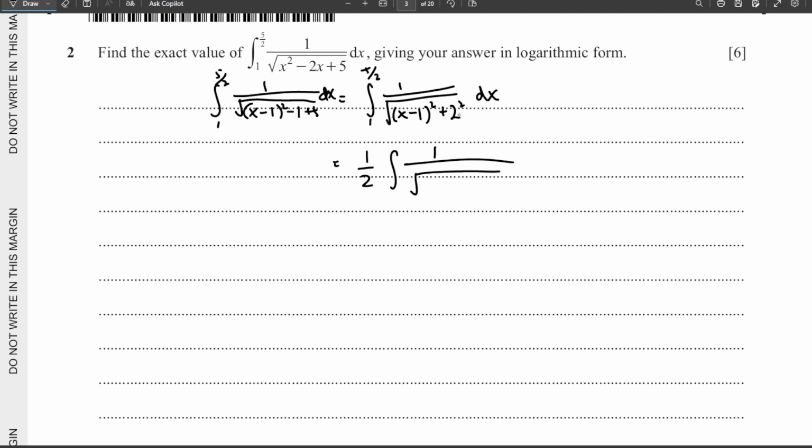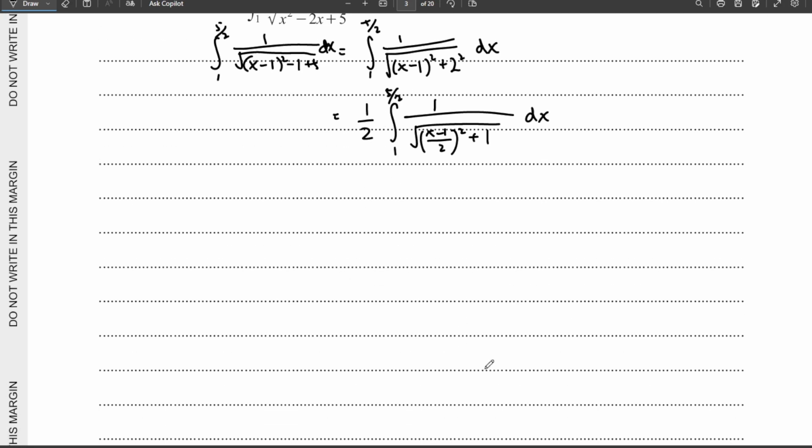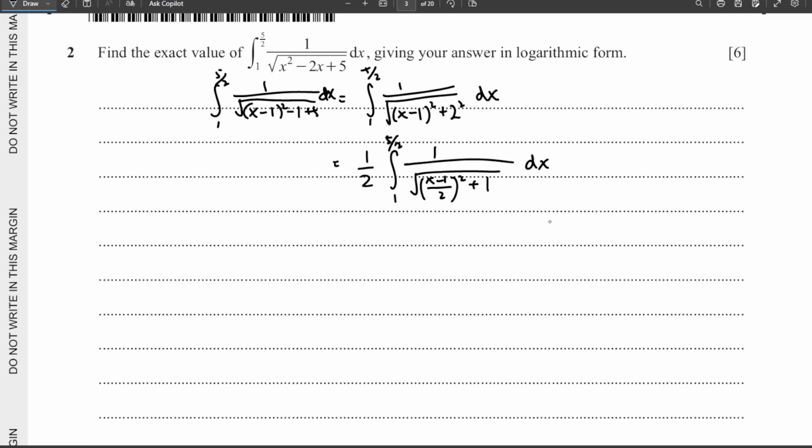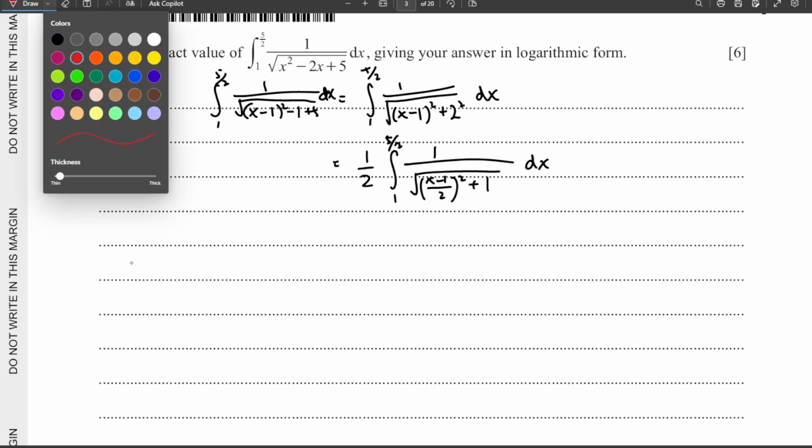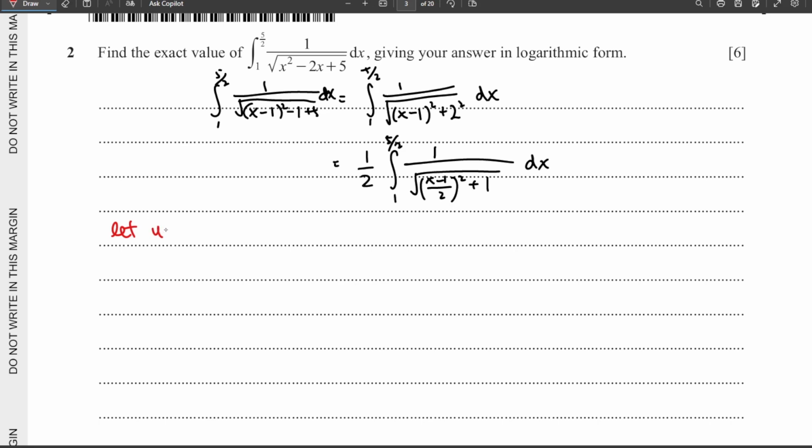What happens is that the divided by 2 squared, I can bring inside together, so the whole thing can be squared plus 1. And this will be dx, and don't forget the limits. Okay, now from here we can use a substitution. Let u, an arbitrary function of x, equal x minus 1 over 2. Therefore du will be 1 over 2 dx. Maybe I isolate the dx first: dx will be 2 du.